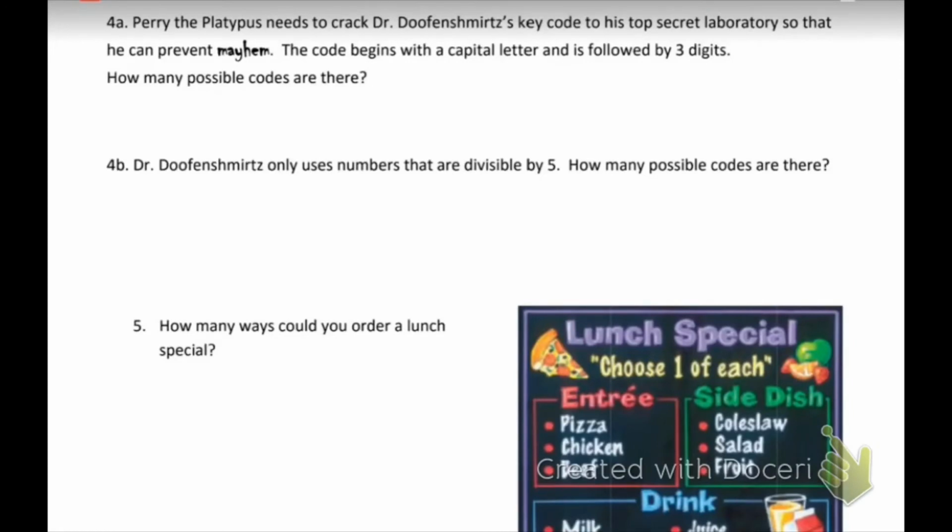Alright, here's example 4a. Let's say that we had Perry the Platypus needs to crack Dr. Doofenshmirtz's key code to his top secret laboratory so he can prevent mayhem. I think it's Phineas and Ferb, I don't know. The code begins with a capital letter and is followed by 3 digits.